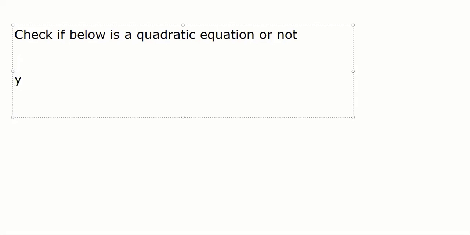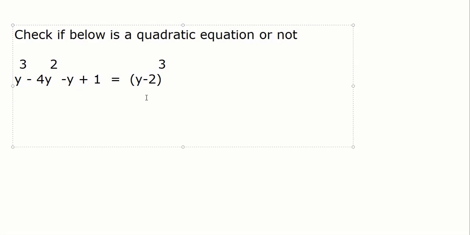If I say y cube minus 4y squared minus y plus 1 equal to y minus 2 whole cube. Is it a quadratic or not? Check everyone. Sir, it's not quadratic. Why? It is cubic, sir.